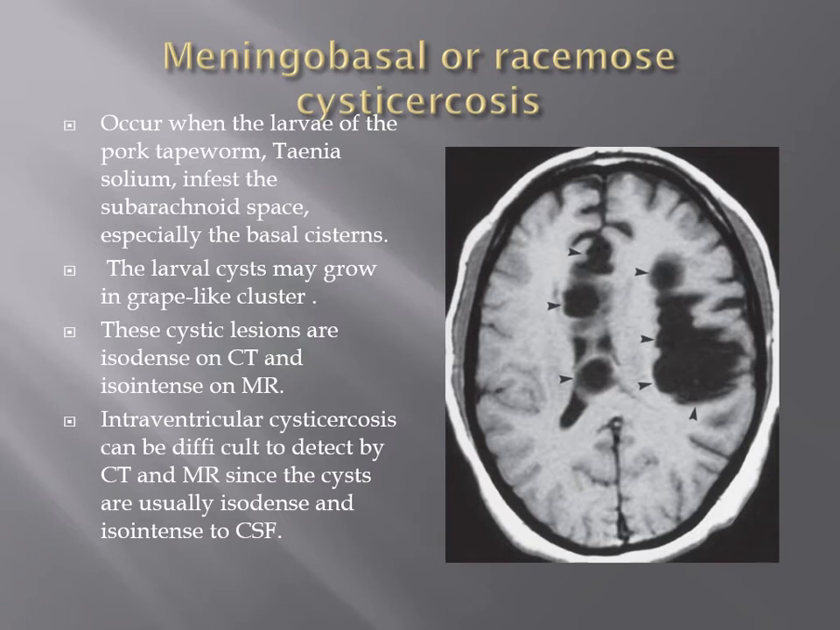Intraventricular cysticercosis can be difficult to detect by CT and MRI since the cysts are usually isodense and isointense to CSF. So what you see is cysts within the ventricular lumen space. They're just like dilated, huge ventricular spaces. It's not dilated, there are cysts around the vessels in the periventricular space enlarging. Okay? So this you should keep in mind. This is very, very typical for racemose cysticercosis.